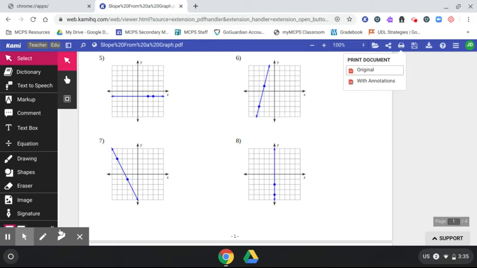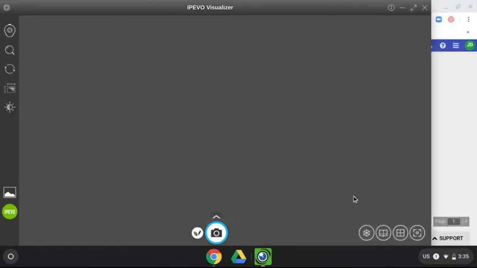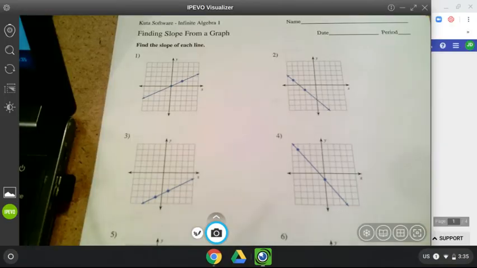Okay, Adonis, I am going to show you the difference between positive, negative, zero slope, and undefined slope.